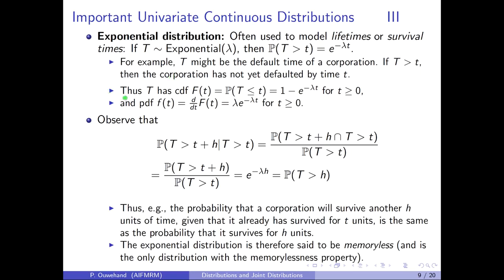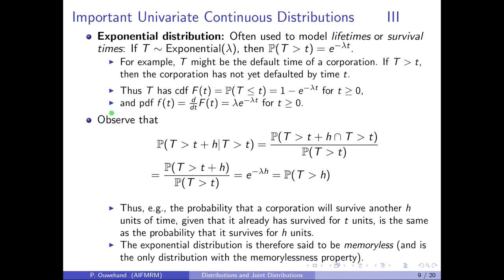The CDF of capital T is therefore, by definition, the probability that capital T is less than or equal to t, and that will be 1 minus the probability that capital T is strictly greater than t. In other words, 1 minus e to the minus lambda t. And this is for all t greater or equal to 0. The cumulative distribution function will be 0 for t less than 0. The probability density function is simply the derivative of the cumulative distribution function. Again, for t greater or equal to 0, the density function is 0 for t less than 0.